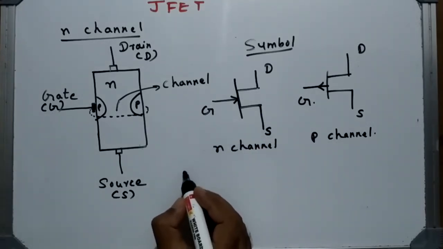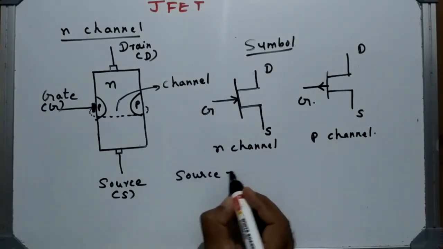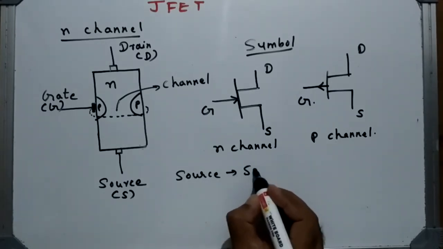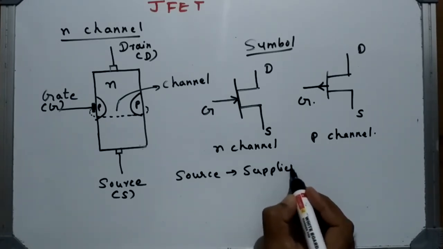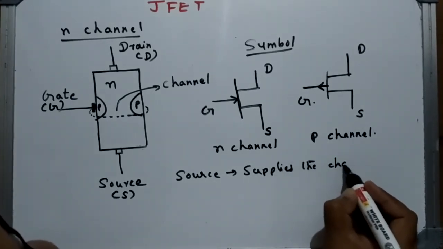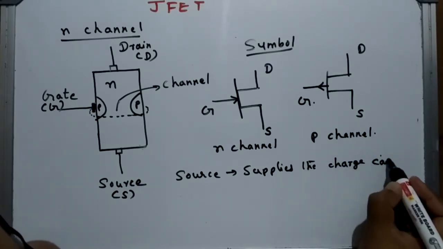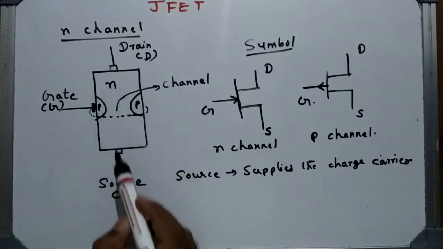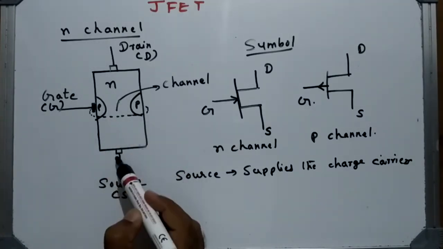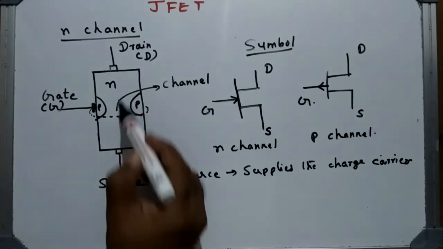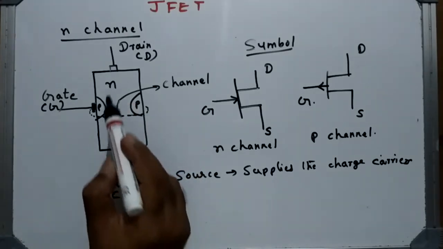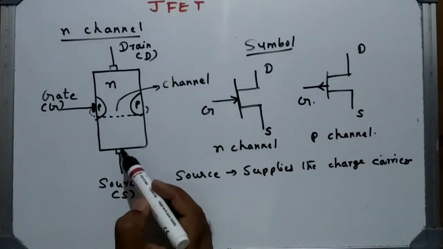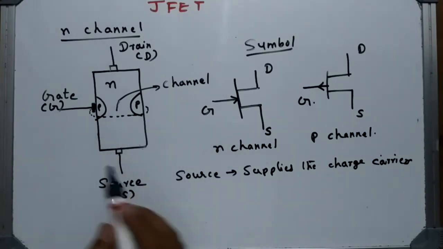Now what is the function of drain, source and gate? The function of source: it emits or supplies the charge carriers. What are the charge carriers here? In this case, only electrons, because source is of type N. So only the electrons are given out. In the P type, source is of type P, so holes are given out or supplied.